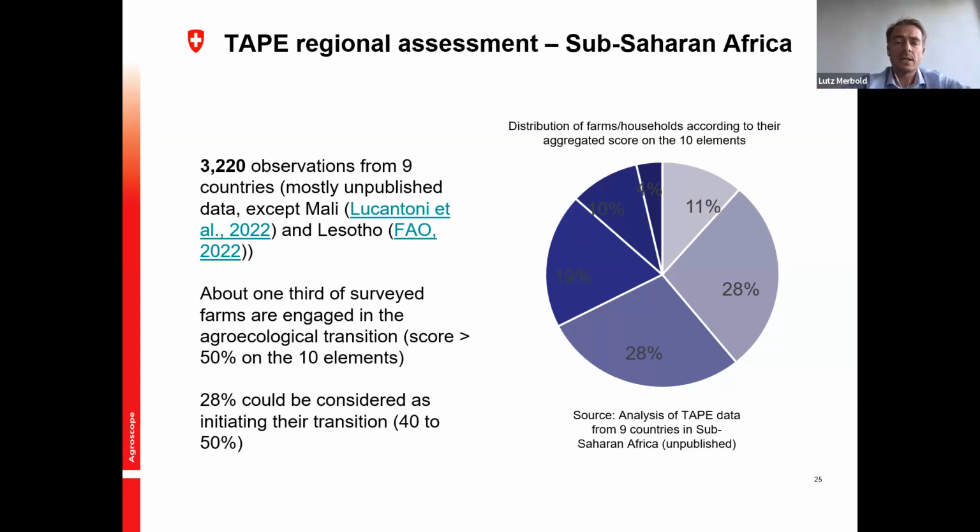So we have quite a high range and diversity, and the question is, where are these farms, can we cross-compare individual countries, and where are they getting better? So the good thing is you can also use TAPE to track the transformation of your system over time. And one more, please.